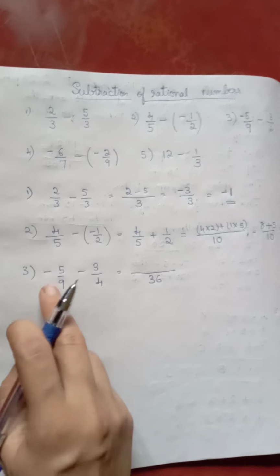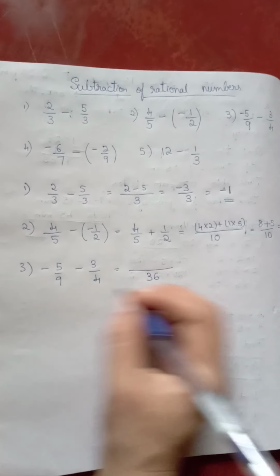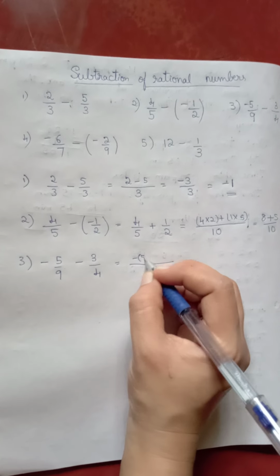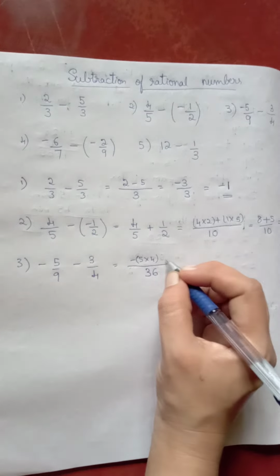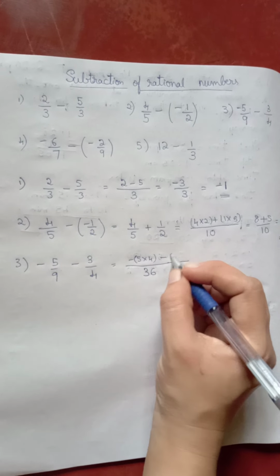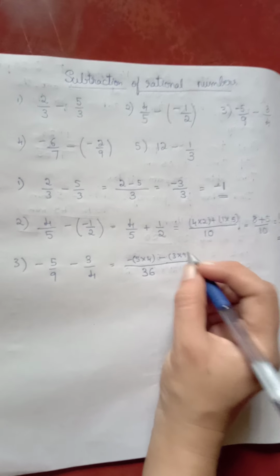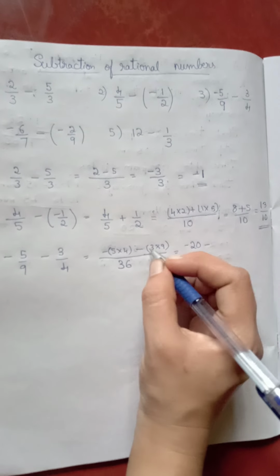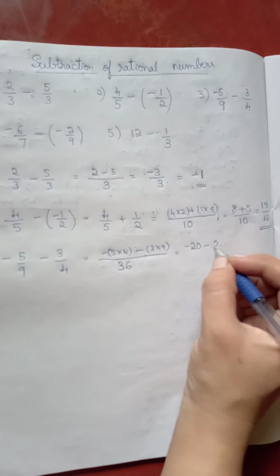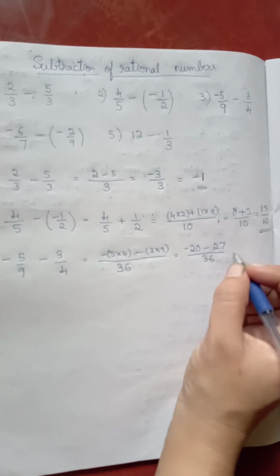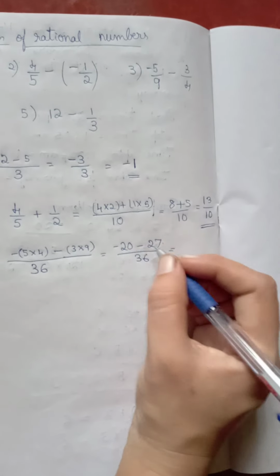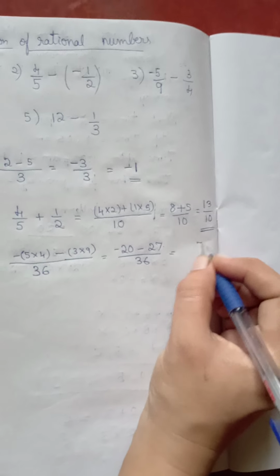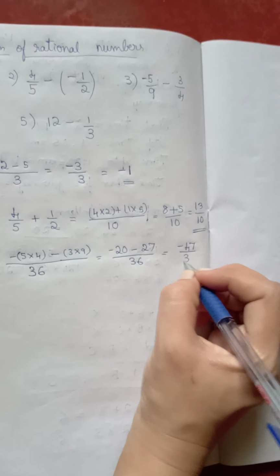9 and 4 LCM is 36. So 9 into 4 is 36, minus 5 into 4, minus, this is 3 into 9. 4 is multiplied by 9, so 3 into 9. So minus 5 into 4 is minus 20, and minus 9 into 3 is 27, by 36. So the answer will be, add, since both are minus, add the terms, 47. Minus 47 by 36 is the answer. Always be careful with the symbols.